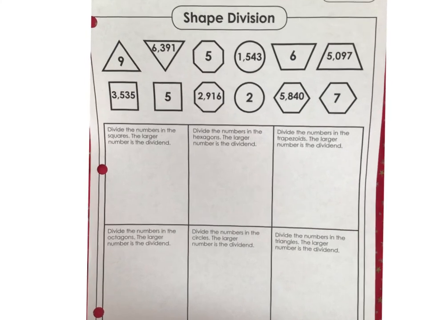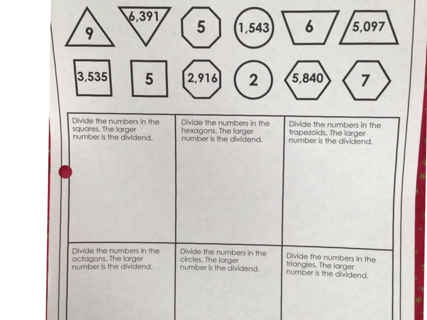Let's read the first one. It's kind of like a little puzzle. It says divide the numbers in the squares. So I'm going to look for my squares. They're both right by each other, aren't they? So I'm going to put the smaller number on the outside. And then I'm going to put the bigger number under the house. Leaving enough room. You need to leave a little space up on top there to put your numbers. Okay? All right, so now we're ready.